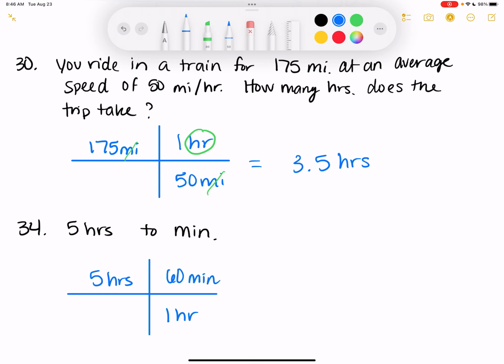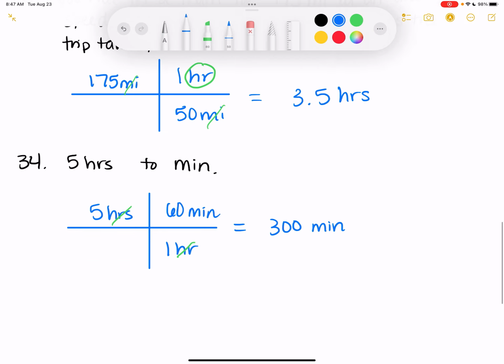Yep. So some of these require you to remember some of your conversions from like 3rd grade. So then, again, hours cancel, leaving me with minutes, which is what I want my final answer to be. So 5 times 60 is what? 300 minutes. So is this one of the ones that we could just do in our heads? No, absolutely not. No work, no credit.